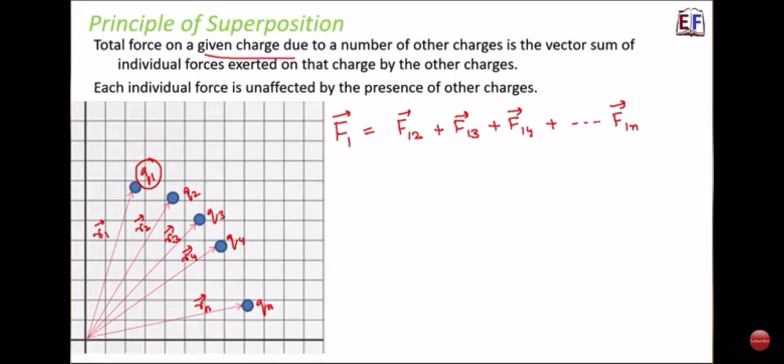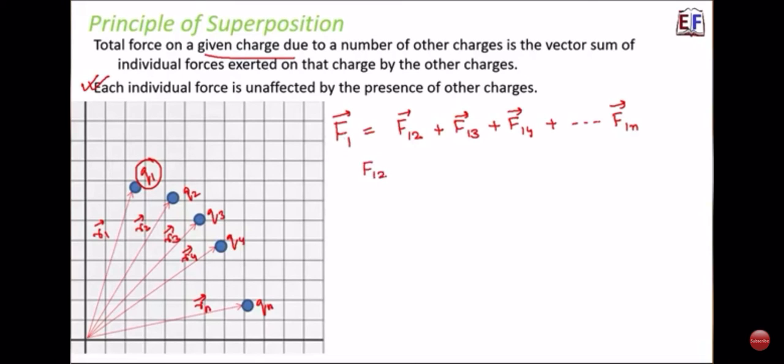So it also says that each individual force is unaffected by the presence of other charges. Now when we are calculating the force on 1 due to 2, we can simply apply Coulomb's law because it doesn't get affected by the fact that there are so many other charges as well in the background. That doesn't matter. So how do we calculate each of these values?